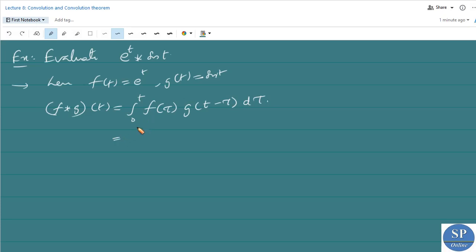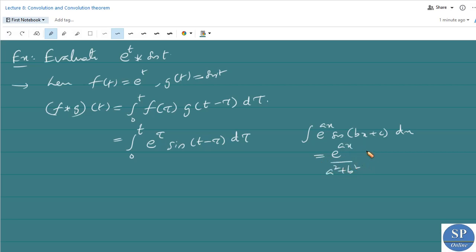Here we have f of t equal to e power t and g of t equal to sin t. So this is equal to the integral from 0 to t of f of tau, which is e power tau, into g of t minus tau, that is sin of t minus tau, d tau. Here we have to integrate with respect to tau. We know the integral of e power ax into sin of bx plus c dx is e power ax divided by a square plus b square, into a sin of bx plus c minus b cos of bx plus c.